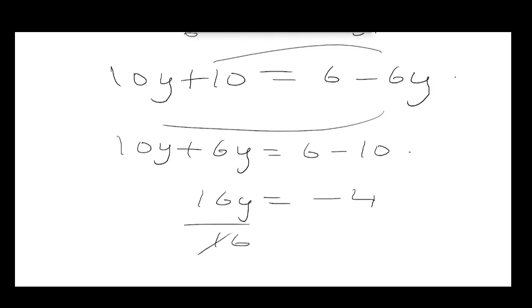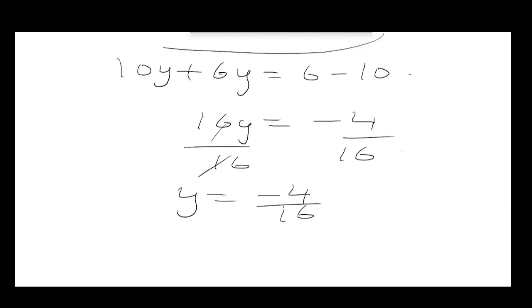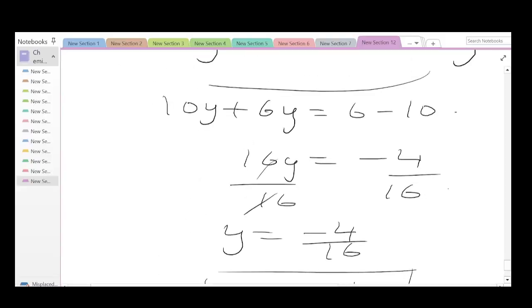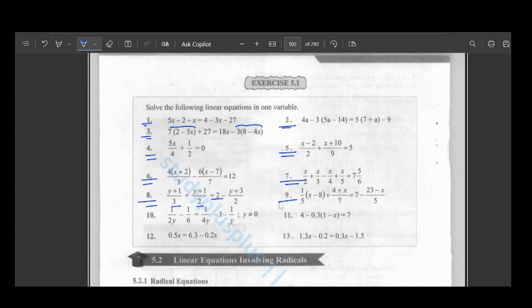Now 16 will be divided on both sides. So our answer will be negative 4 divided by 16. And if you simplify this much further, your answer will be negative 1 by 4. So if you want to create the solution set, just write your answer in the set bracket. Now let's move on to question number 9.